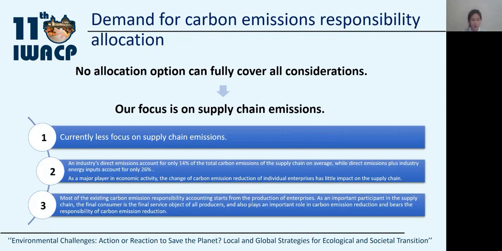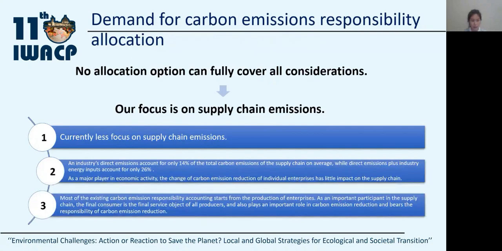Secondly, studies have shown that an industry's direct emissions account for only 14% of the total carbon emissions of the supply chain on average, while direct emissions plus industry energy inputs account for only 26%. As a major player in economic activity, a change in the carbon emission reduction of an individual item price has little impact on the supply chain.